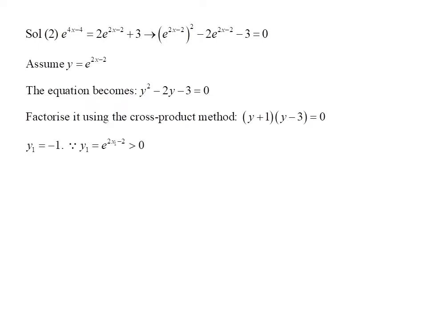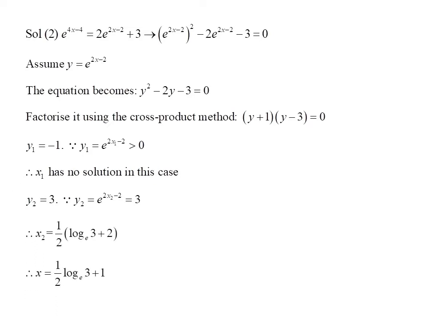There are 2 roots solved for y, which are -1 and 3. According to the null factor law, since we know e to the power of 2x minus 2 is always greater than 0, y equals 3 is the only valid root in this case. Hence, x can be obtained by solving the equation e to the power of 2x minus 2 equals 3. Hence, we find x equals logarithm base e of 3, divided by 2, plus 1.